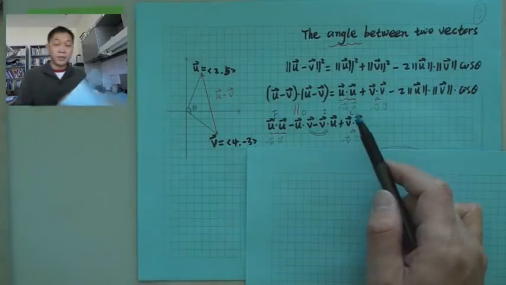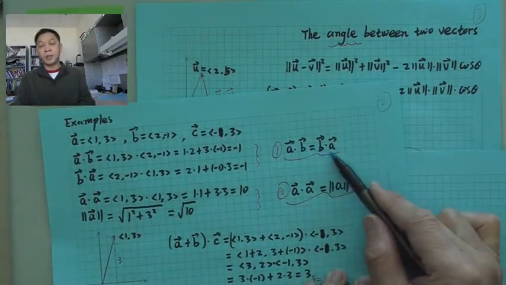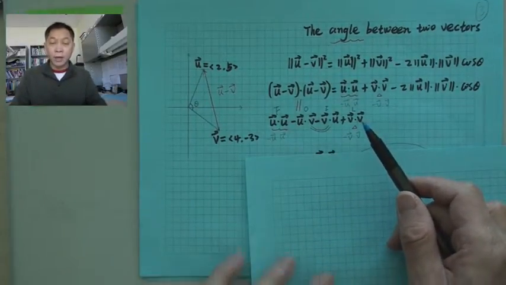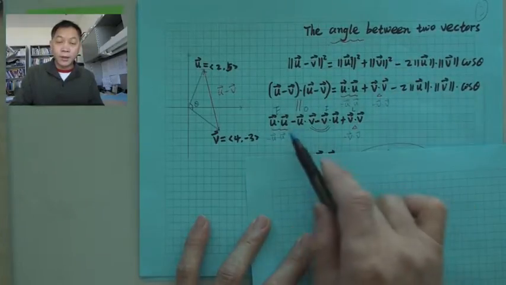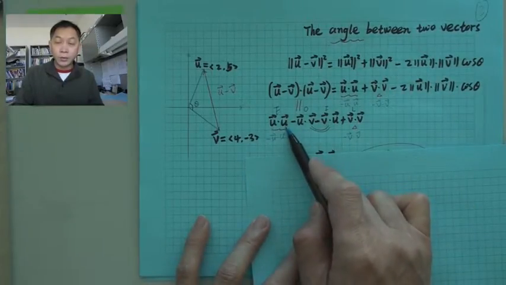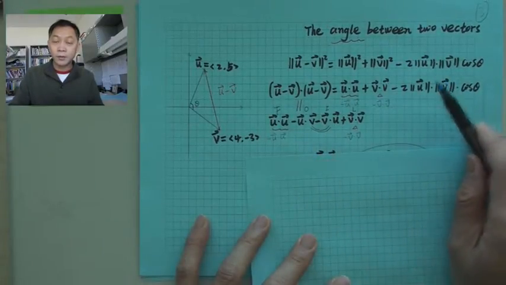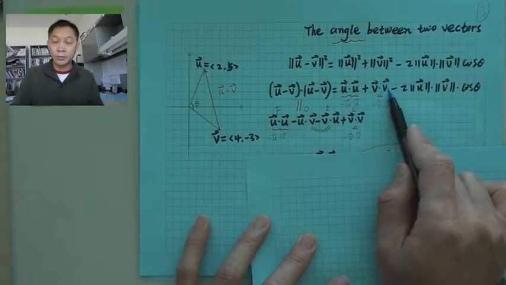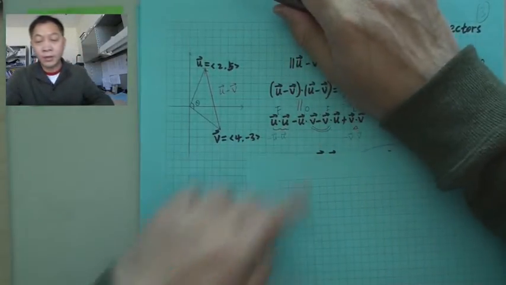That's the property previously said: a dot b is b dot a. Alright, so they are equal. And then here u dot u is the length squared. Here also is u dot u, on the right hand side. This is the left hand side.